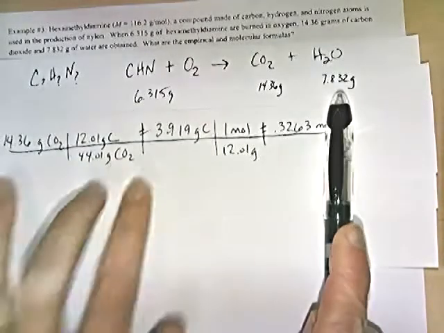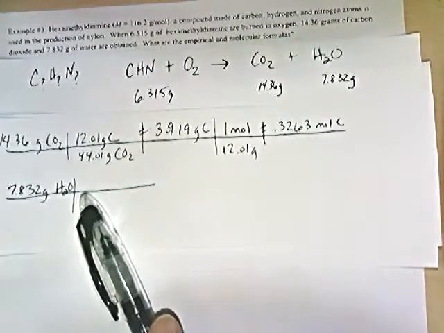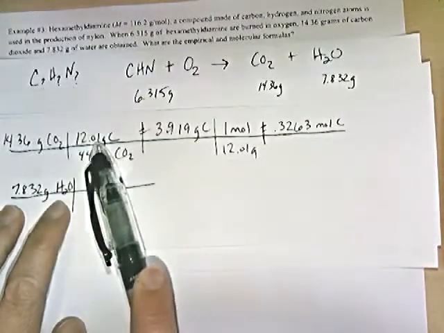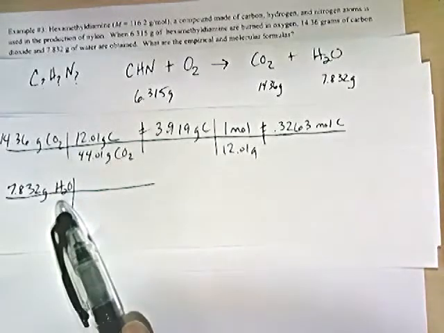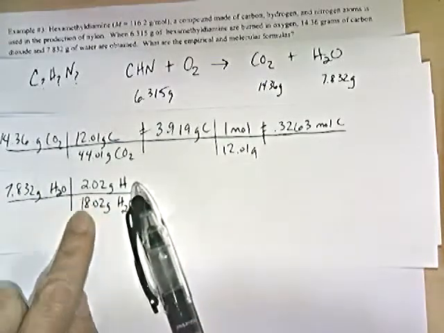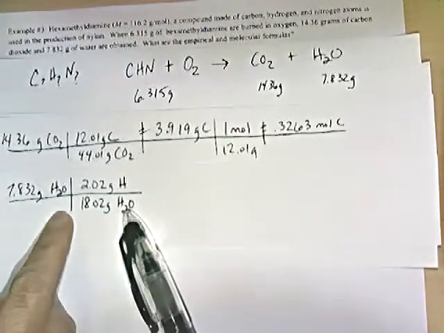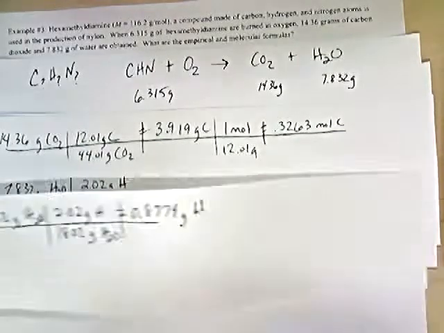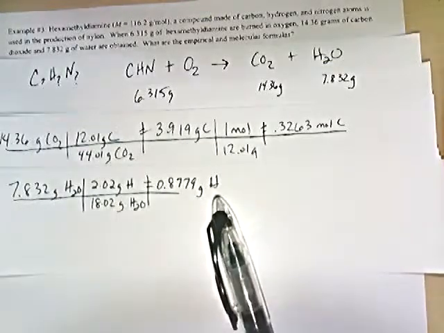I'm going to go through the same process with the water. So I'm going to start with the grams of water. Now, you'll notice in water's formula there are 2 hydrogens. Up here there was only 1 carbon, so I have 12.01 grams. When I go to do the hydrogen, I'm going to have to do 2 times the 1.01, and I'm going to use 2.02 grams of hydrogen for the whole molar mass of water, which is 18.02 grams. From there, I calculate my grams of hydrogen. I'm just going to calculate that out and get the 0.8779 grams of hydrogen.